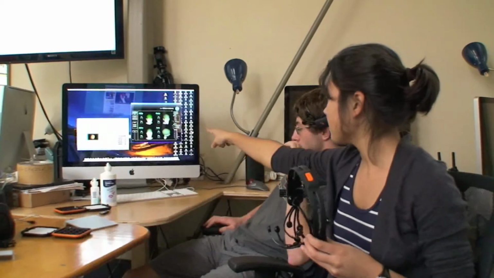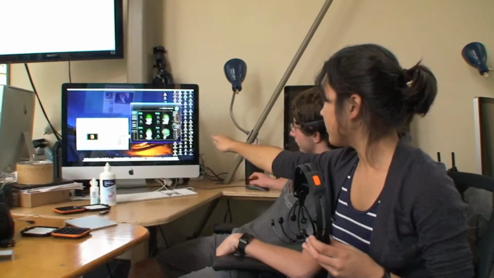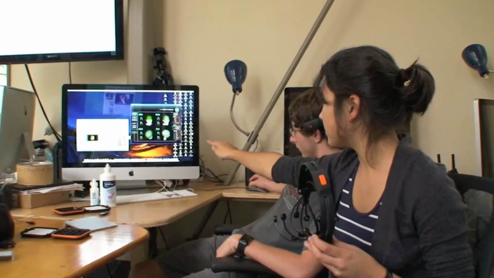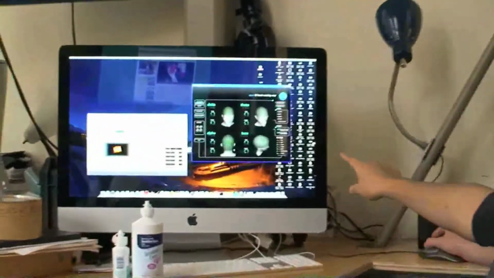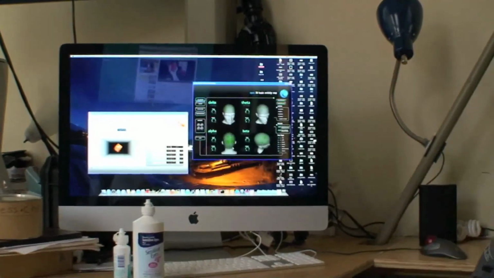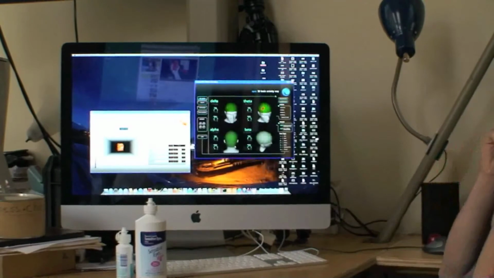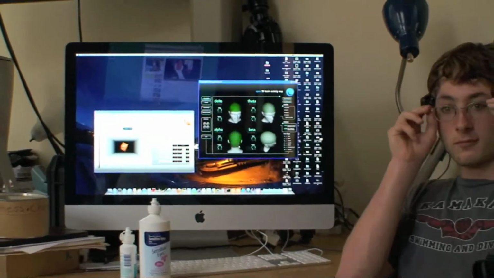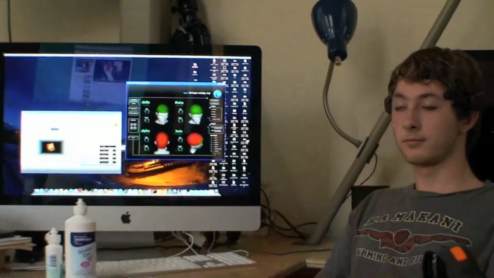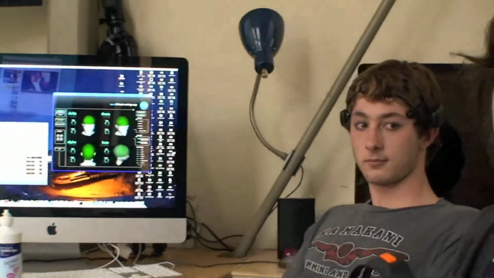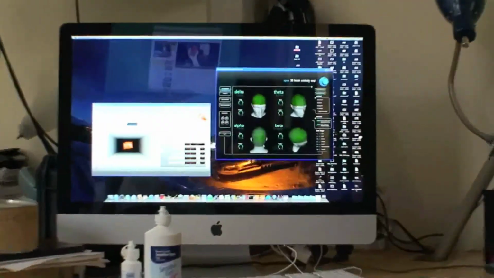Another thing is the 3D brain activity map is sensitive enough to pick up changes in your occipital lobes, which control your vision. So for example, we can tell when Duncan puts on his glasses or takes them off, because that region of his brain goes red.